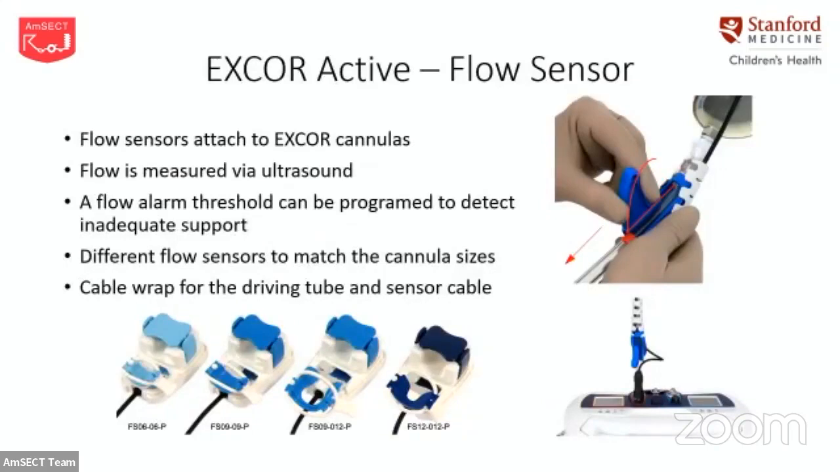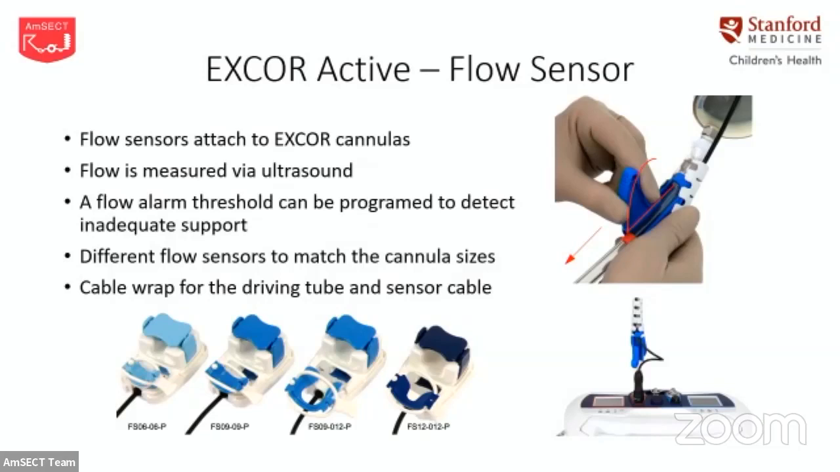And I mentioned now we can measure flow with these. It's measured via ultrasound, and you can add the flow probe to either the inflow or the outflow cannula. And with the flow sensor, we can set an alarm threshold, which is nice. It will alert you to a low flow. So it's great to get quick detection of potentially inadequate support.